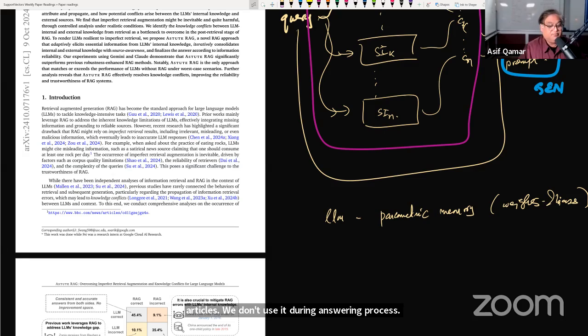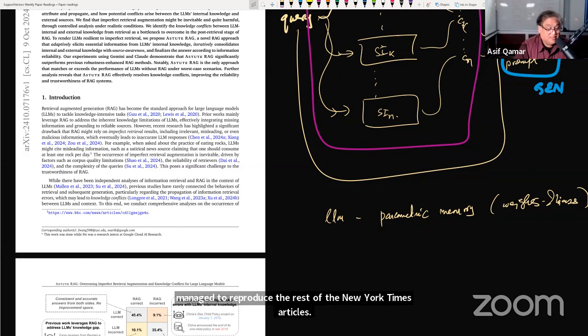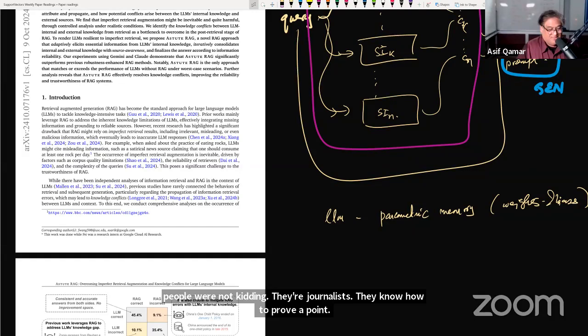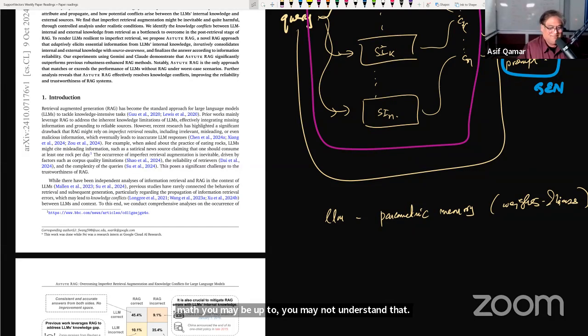And the New York Times did a very simple experiment. They said, okay, we'll give your LLM, your OpenAI web ChatGPT, a prompt. We'll give a few sentences from our article and let it continue and finish it. And what they observed is that it, with fairly high fidelity, managed to reproduce the rest of the New York Times articles. You can't argue, and obviously the New York Times people were not kidding. They're journalists. They know how to prove a point. They did manage to prove a point that whatever fancy math you may be up to, you may not understand that. Nevertheless, here is empirical evidence that of all the things that your machine could have written, it chose to write the continuation, which is exactly what a journalist wrote. And therefore, it has somewhere memorized it or stored it.